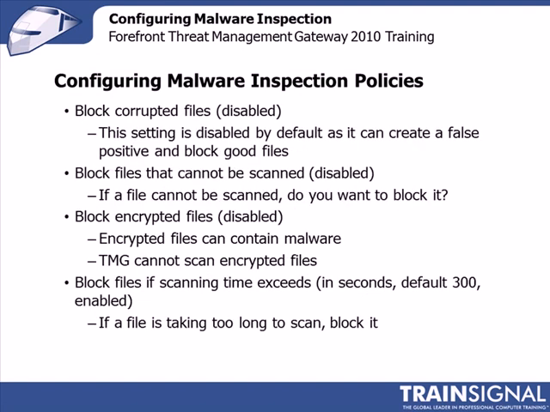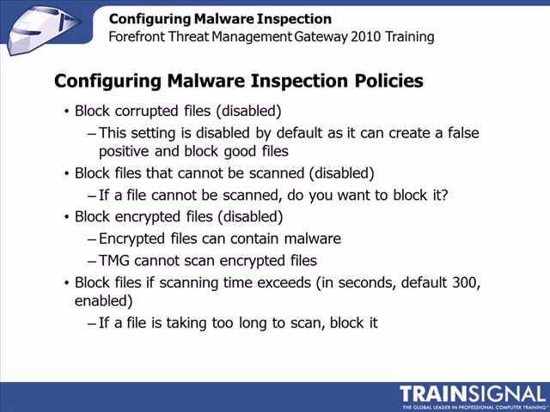There are times when a corrupted file might be downloaded from the internet. By default, this option is disabled, but you can block the downloading of corrupted files. The reason this option is generally disabled is because it can create false positives and block actually good files from being downloaded. So again, this is one of those features where you can try it out, but if you have problems, disable it to make sure that your users are able to do their jobs.